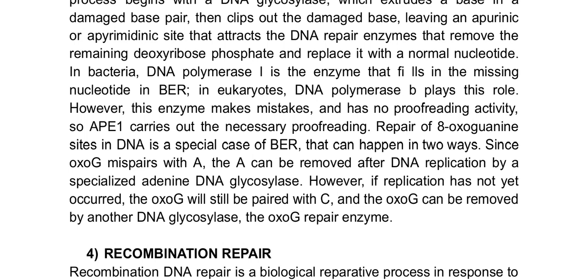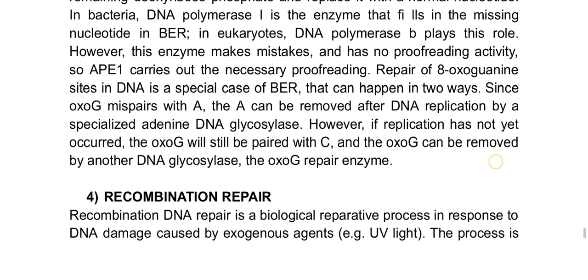However, this enzyme makes mistakes and has no proofreading activity. So APE1 carries out the necessary proofreading. Repair of 8-oxoguanine sites of DNA is a special case of BER. This can happen in two ways. Since OXO-G pairs with A, the A can be removed after DNA replication by a specialized adenine DNA glycosylase. However, if replication has not yet occurred, the OXO-G will still be paired with C, and the OXO-G can be removed by another DNA glycosylase and OXO-G repair enzyme.